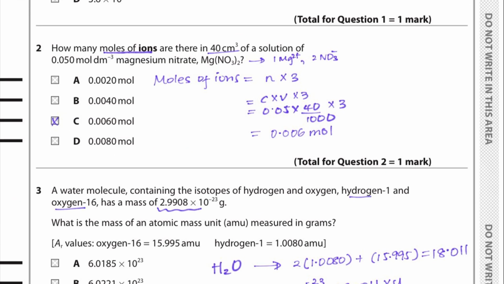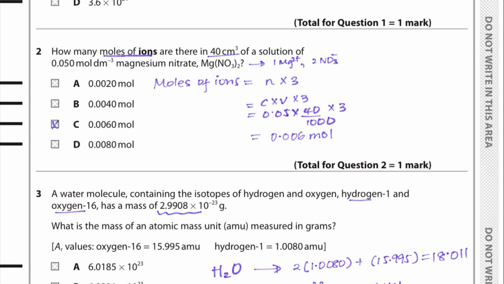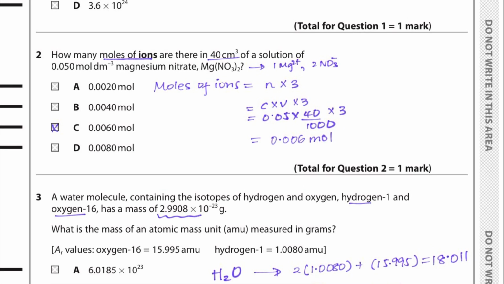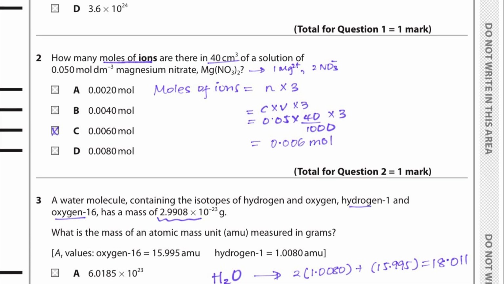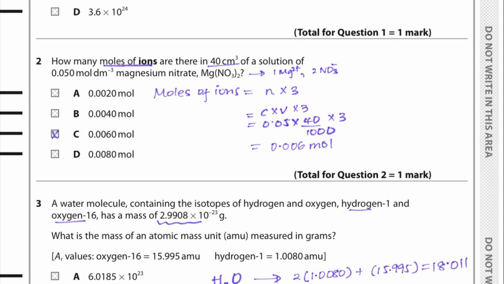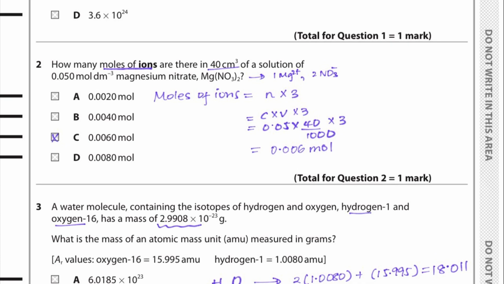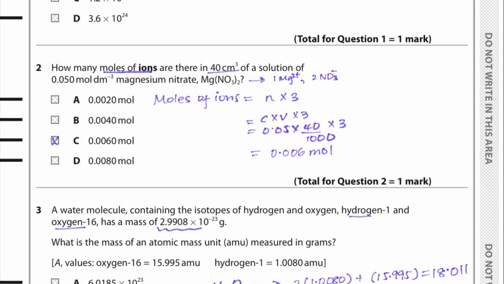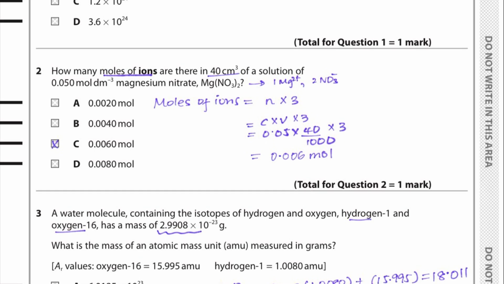Question 2. How many moles of ions are there in 40 cubic centimeters of a solution of 0.05 moles of magnesium nitrate? First, magnesium nitrate dissociates into 3 ions, 1 magnesium ion and 2 nitrate ions. Now, using the formula, moles equals concentration times volume. We have 0.05 times 40 times 3 divided by 1000. Dividing by 1000 converts the volume to decimeters cubed. We get 0.006 mole. The answer is therefore C.